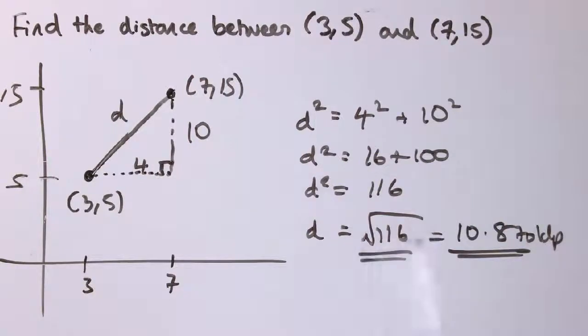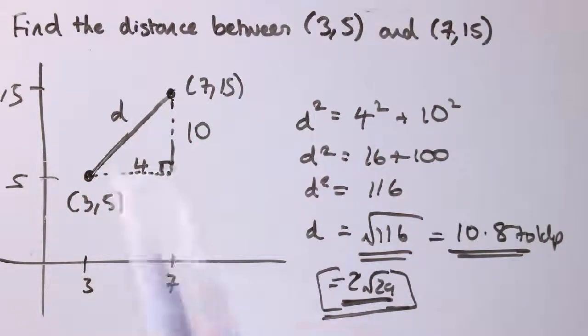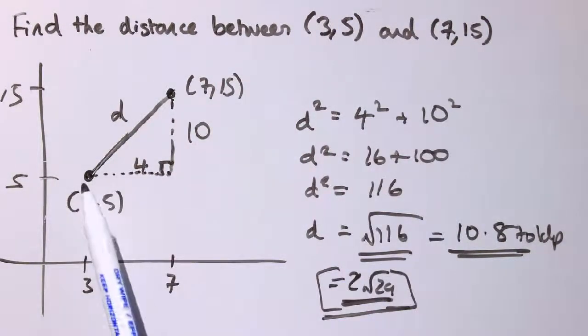And if you're leaving it in surd form, you could pull out a factor of 4 here to get 2 times the square root of 29 as well. Have a look at the stuff on surds if you're not sure what I'm doing there. But in principle, for the distance between two points, we just look at the x and y coordinates and apply Pythagoras.